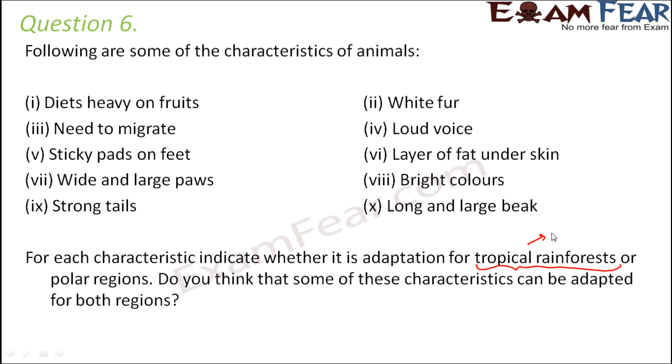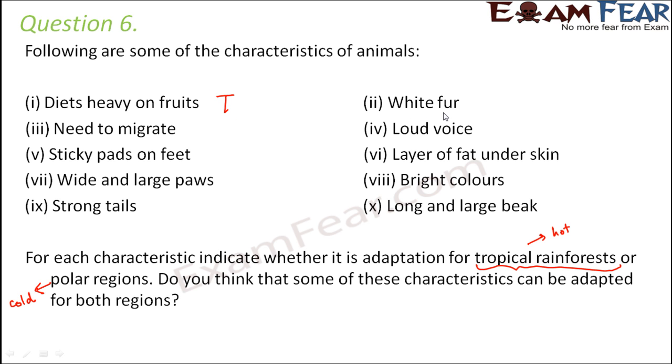So tropical rainforests are generally hot, whereas polar regions are going to be extremely cold. So knowing the climate, you can decide which features will suit that climate, right? So let's look at the first one. It is diets heavy on fruits. So if an animal is feeding on fruits, if they are totally dependent on fruits, where will they get fruits? On the trees, and trees will be available more in forests. So this is an adaptation for tropical rainforests.